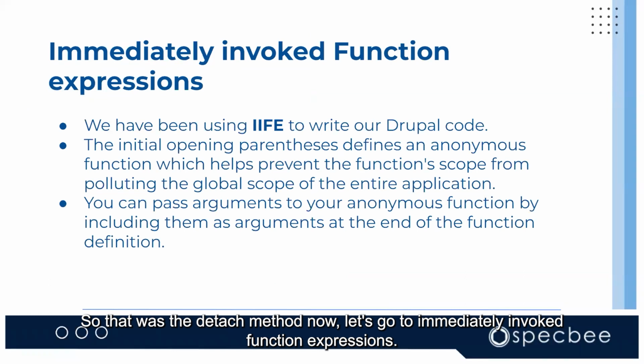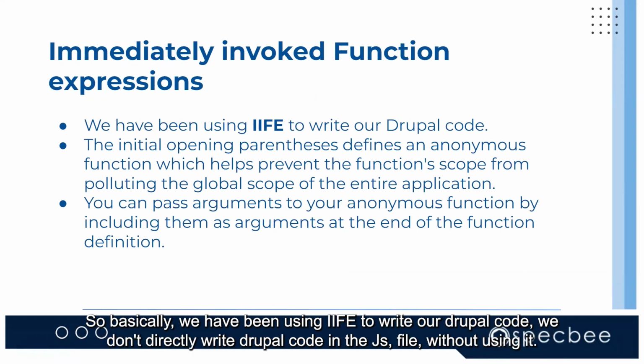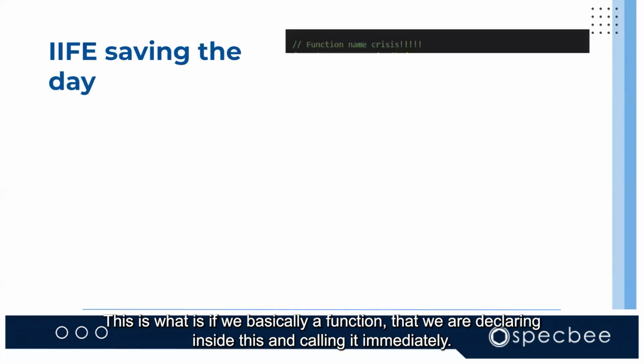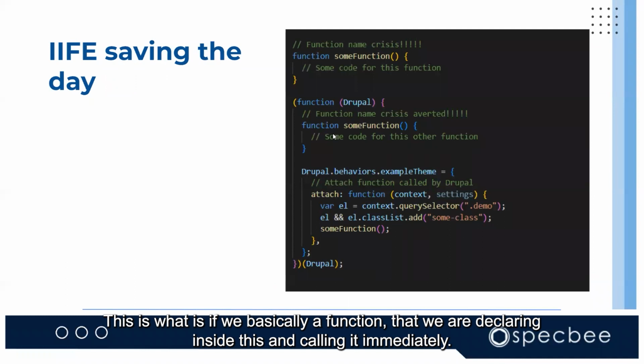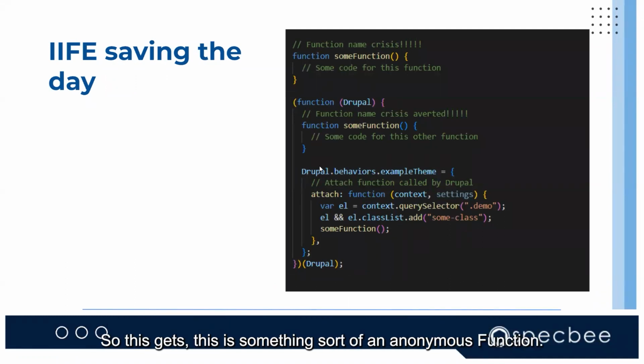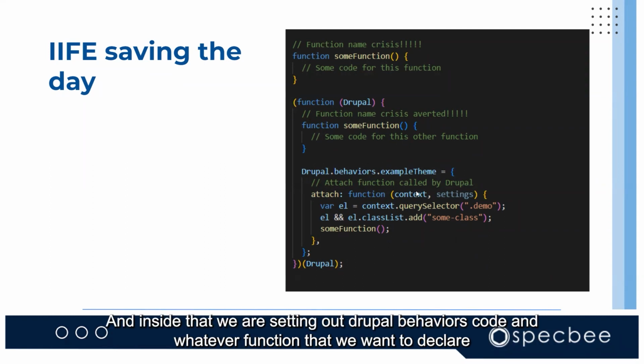Now let's go to the immediately invoked function expression. We have been using IIFE to write our Drupal code. We don't directly write our Drupal code in the JS file without using IIFE. So this is what an IIFE is: basically a function that we are declaring inside this and calling it immediately. This is sort of an anonymous function, and inside that, we are setting our Drupal behaviors code and whatever function that we want to declare.